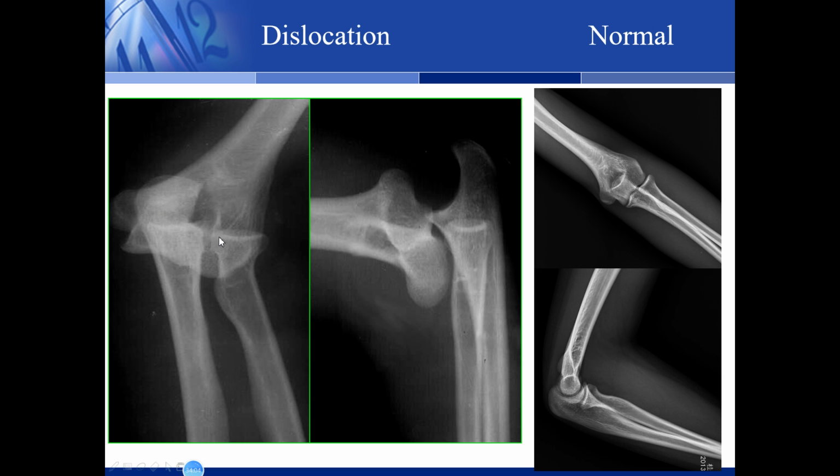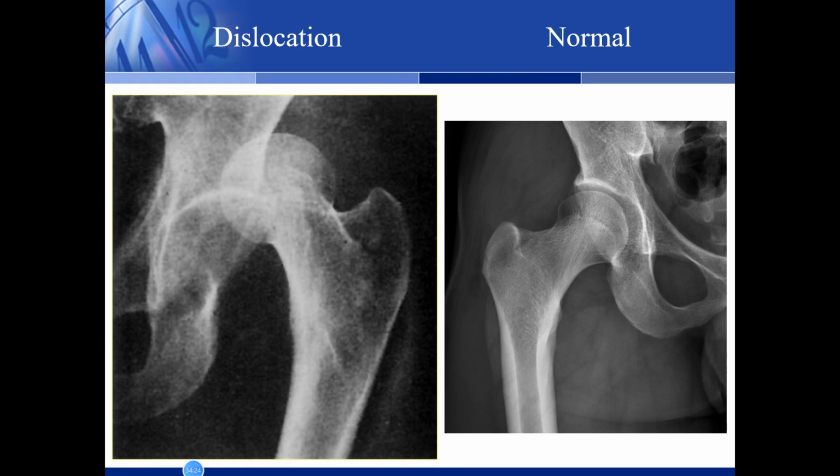And here is the elbow joint, and here is the normal one. We could see that the opposing articular bone is normal, and this one is displaced at the joint, so we call it dislocation. Here is the hip joint, and the head of the femur is displaced proximally. Here is the normal one. This is the joint space. So we could make a diagnosis of dislocation of the hip joint.